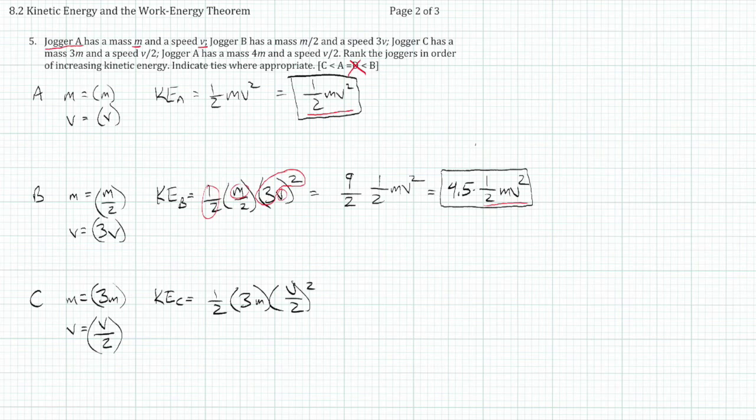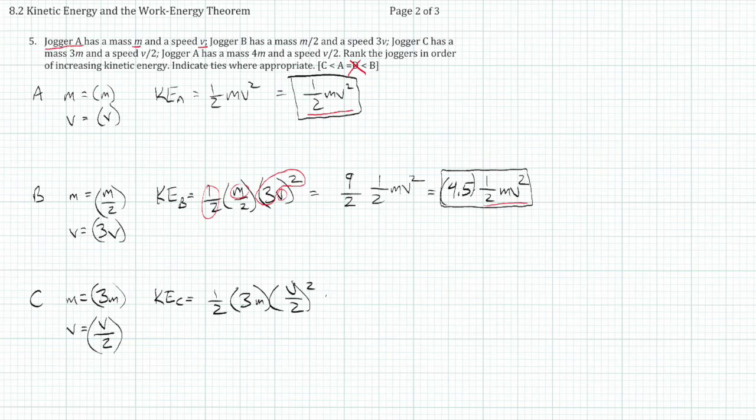All right, so obviously right off the bat, B has got 4.5 times the kinetic energy as jogger A, because there's a 4.5 out front. In fact, I'll put that in brackets right there: 4.5 times 1/2 mv squared. A heck of a lot more than A.